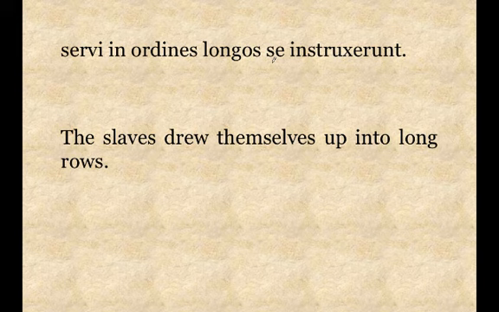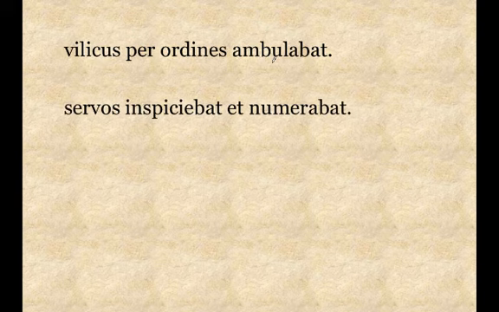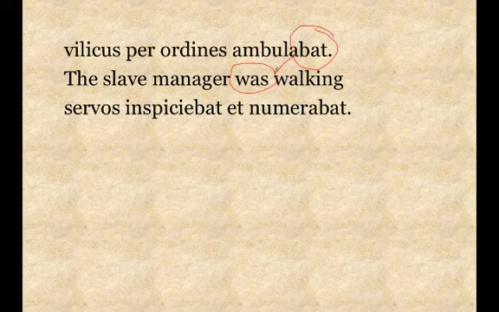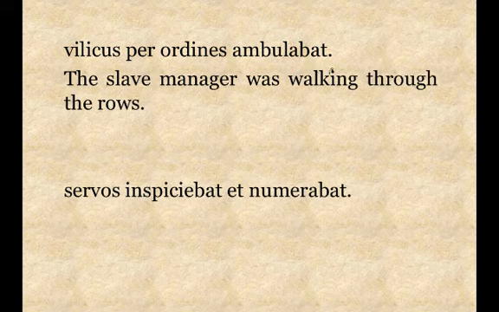Villicus per ordines ambulabat, servos inspiciebat et numerabat. The slave manager was walking. Always worth reminding ourselves, ambulabat is imperfect tense, was doing an action. Was walking through the rows, per ordines. Servos inspiciebat et numerabat. Now, no nominative subject here. Servos, this is accusative. So this is going to be the object.